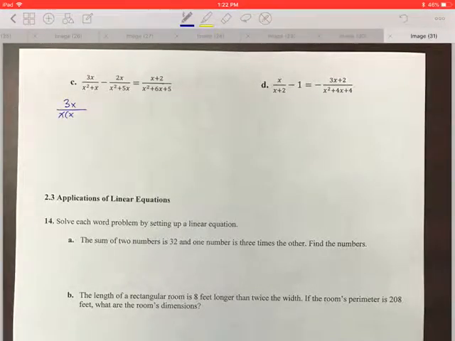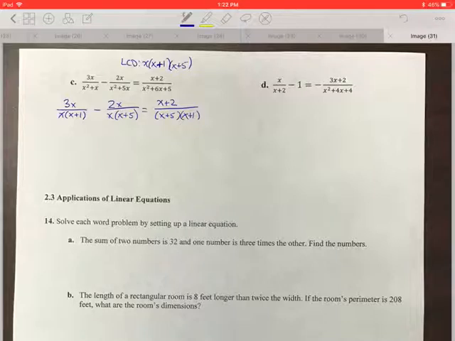So notice on the bottom, I can factor out an x, and I can factor out another x. And then if I factor that last denominator, it is x plus 5, x plus 1. So when I build my LCD, I take everything from the first denominator. Then when I move to the second, I already have an x, but I need an x plus 5. And it looks like that's going to get everything that I need.